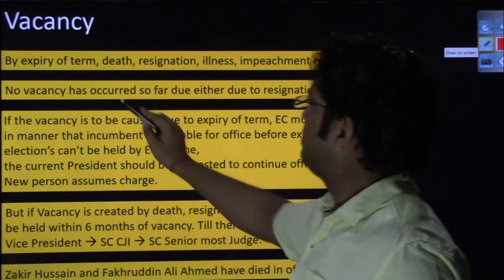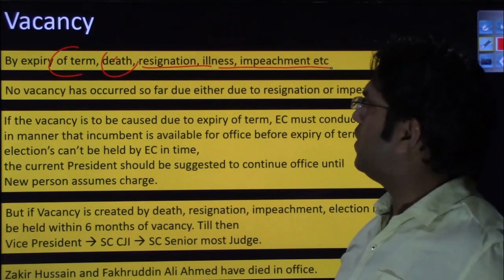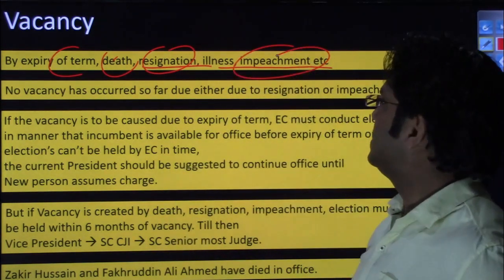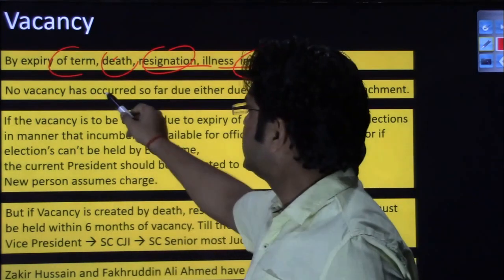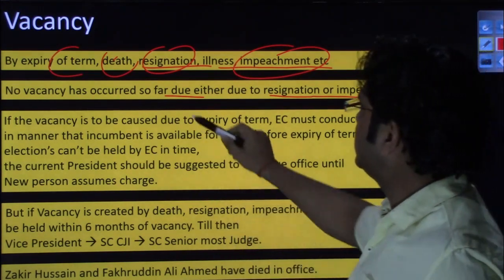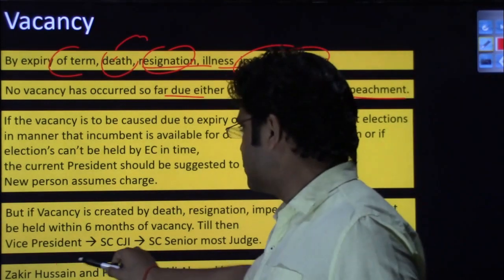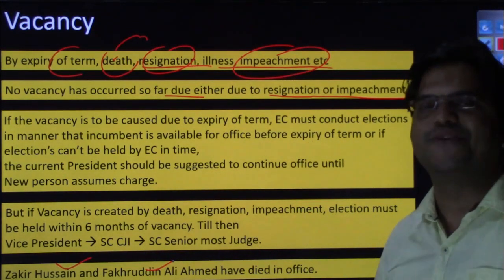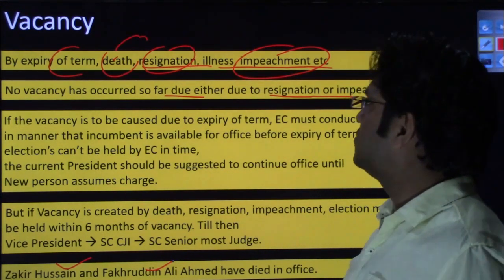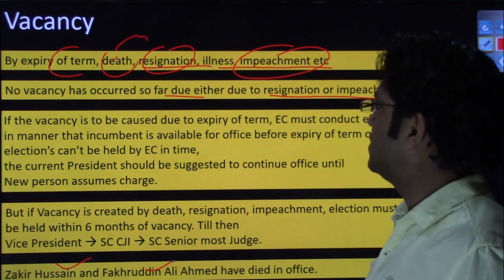So it may be due to expiry of term or death or resignation or illness or impeachment. So far nobody has resigned yet, right, and no president has been impeached, right. So no vacancy has occurred in the president's office either due to resignation or impeachment. As far as death is concerned, yes, 2 presidents have already died while in office. You had Zakir Hussain and the famous Fakhruddin Ali Ahmad, who had signed that controversial national emergency in 1975. So these two people have died in the president's office, right.